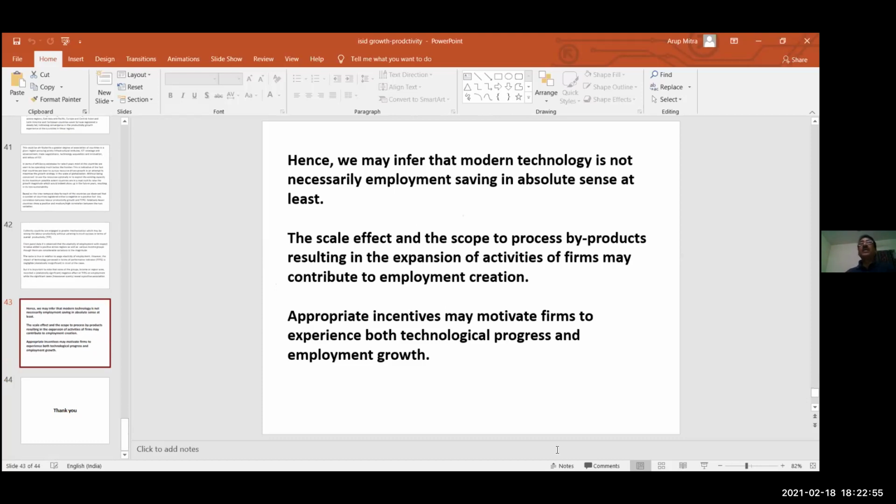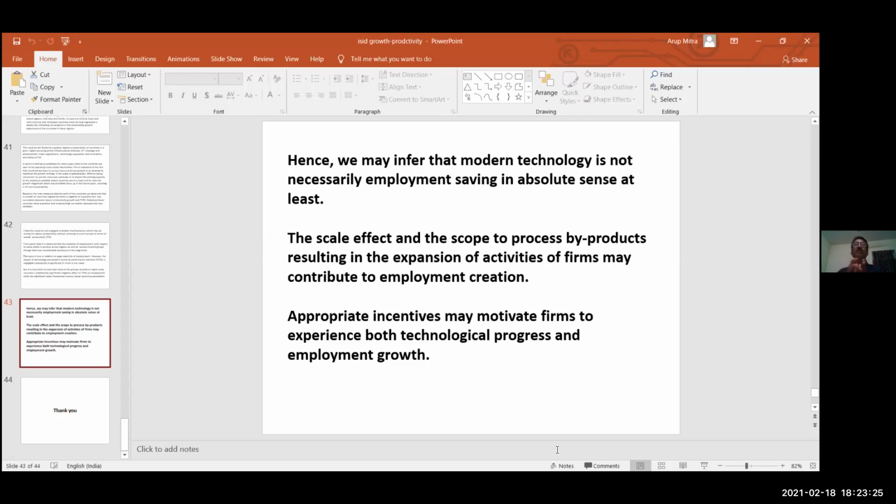The scale effect may exist. The processing of byproducts, as I was telling you, which we have verified in terms of Indian company level data, can create more new employment opportunities, and hence for the firm, shifting can take place and the overall decline may not be realized. So appropriate incentives may motivate firms to experience both technological progress and employment growth.